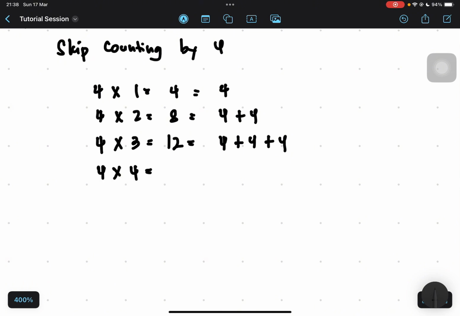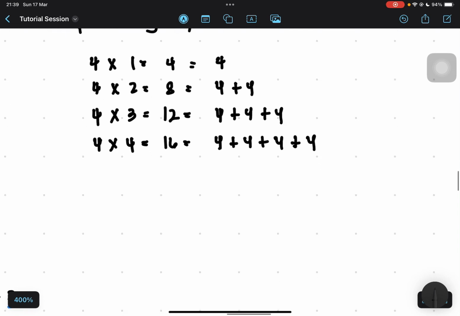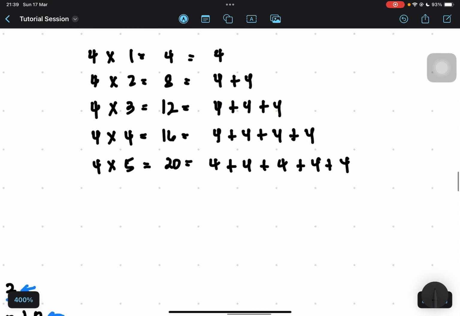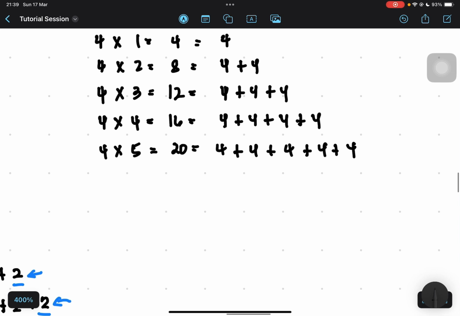Then multiplied by another 4, it becomes 16. So that is why we add 4 four times. Okay, 4 multiplied by 5, that is 20. That is, we add 4 five times, or adding 4 to the previous expression. Then when we multiply 4 and 6, it becomes 24, or we just add 4 six times.